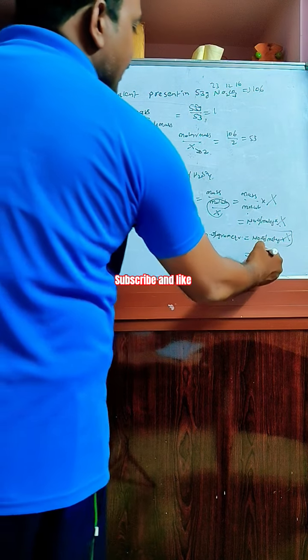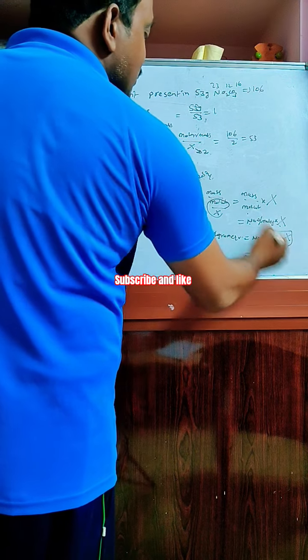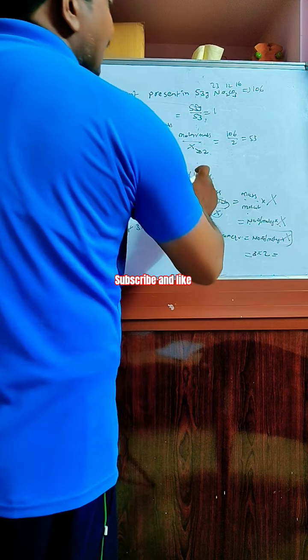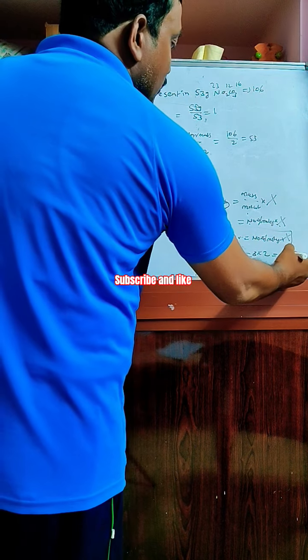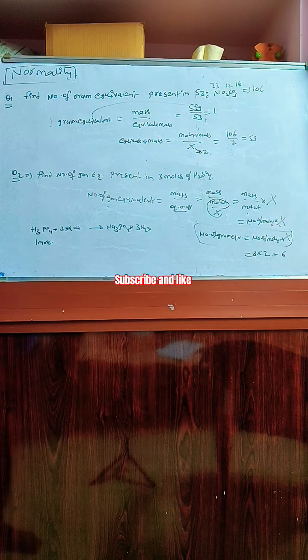Number of gram equivalent is equal to number of moles into x factor. Number of moles, how much? 3. Here the x factor for H2SO4 is 2, because sulfuric acid's basicity is 2. Total 6. Number of gram equivalents is 6.